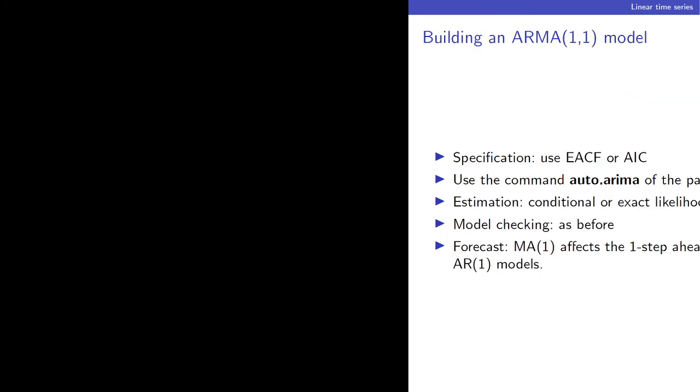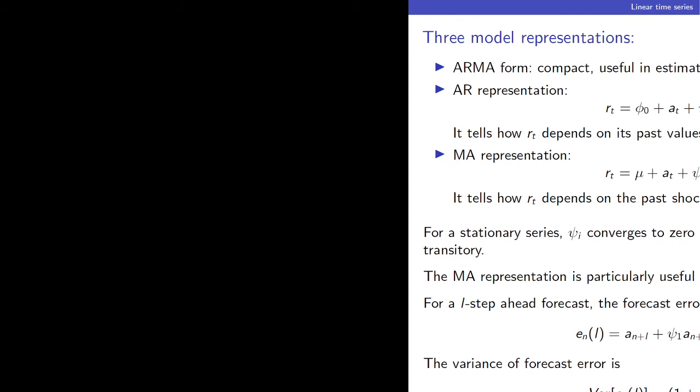Now, in order to build that, we are going to be relying mostly on the AIC, the Akaike information criterion. We have the command auto.arima from the package forecast. Estimation, conditional or exact likelihood, you can go for any of them. Model checking, we will do the same we did with MA models. Regarding forecast, the MA(1) part affects the one step ahead forecast, and the rest of the forecasts are similar to AR(1). So it's pretty compact. It's really useful and it gives a ton of information.